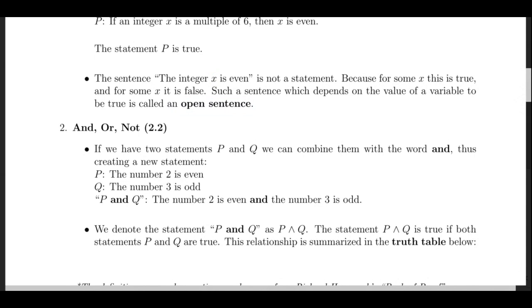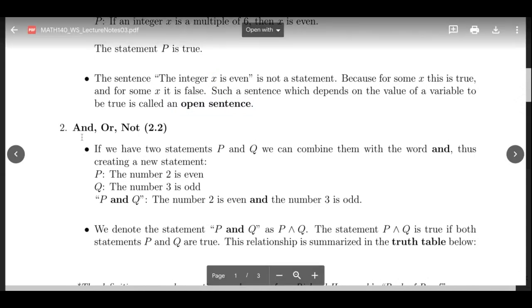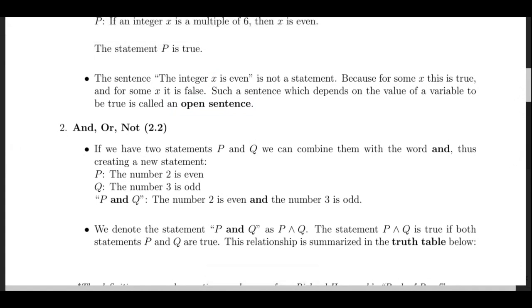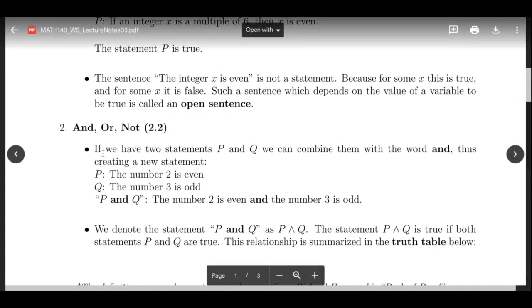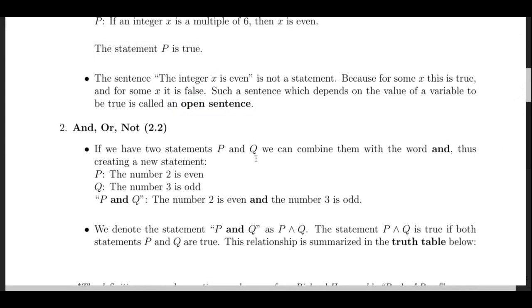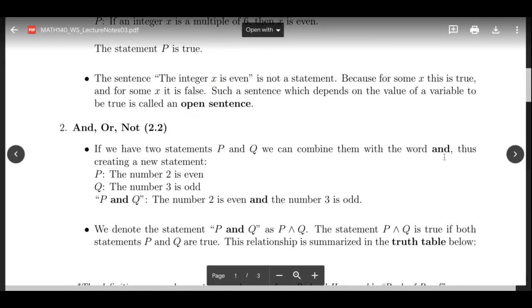Okay, let's see now. With statements we can do and, or, not. We can use those three almost like commands on statements. So let's see, we have two statements, P and Q. We don't know what P is, we don't know what Q is, but we know P and Q are two statements. Either P is true or false, and Q is true or false. And we can combine them with the word and.